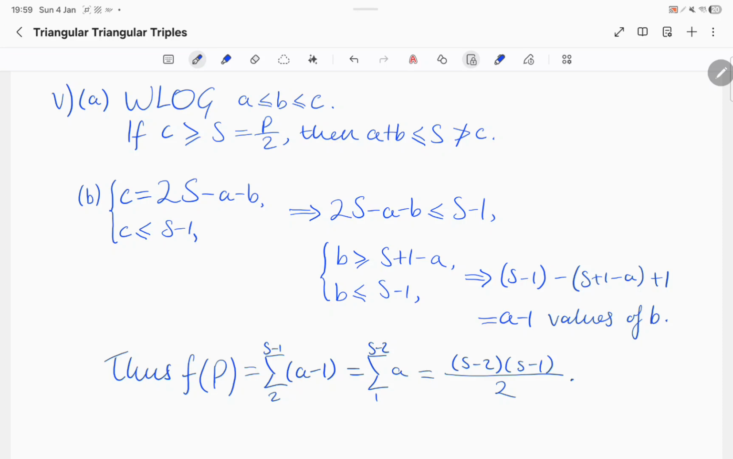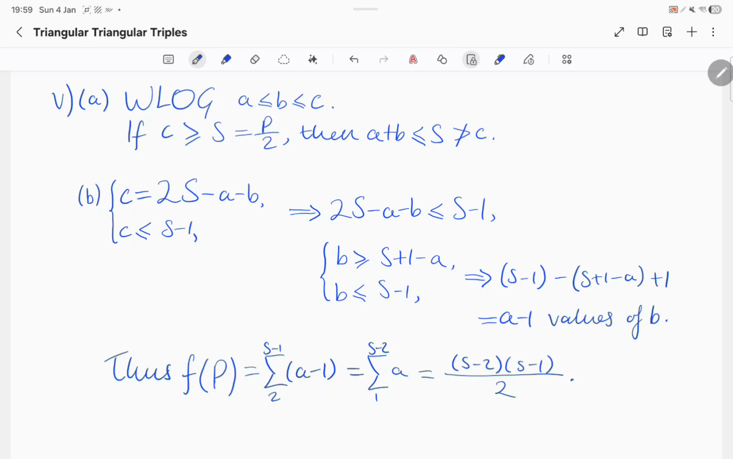For part B, we'll set C as equal to 2S take away A take away B, thus defining C in terms of A and B and S, and we'll also keep the condition that C must be less than or equal to S minus 1. Combining these two conditions gives us 2S take away A take away B is less than or equal to S minus 1, and therefore B is greater than or equal to S plus 1 take away A. However, B is subject to the same conditions as C, and therefore we also have B is less than or equal to S minus 1.